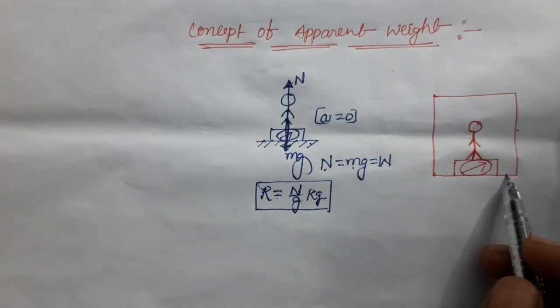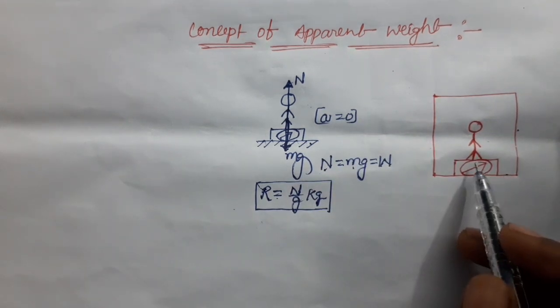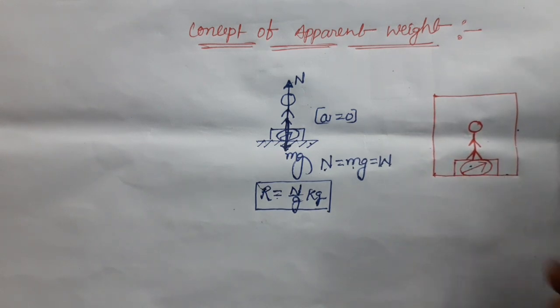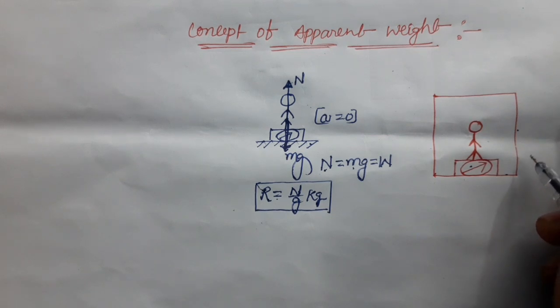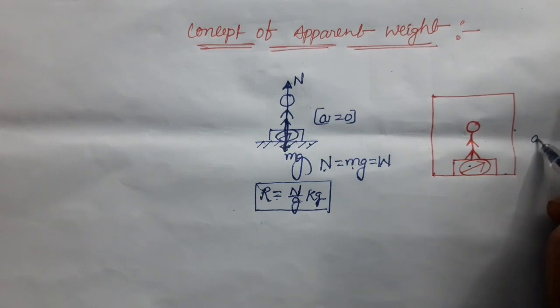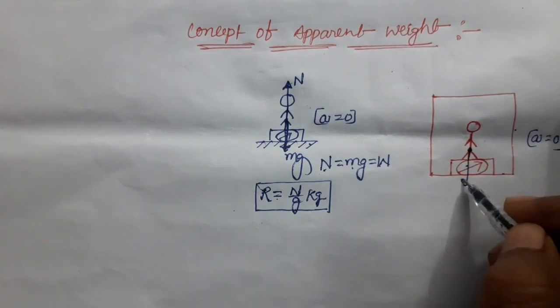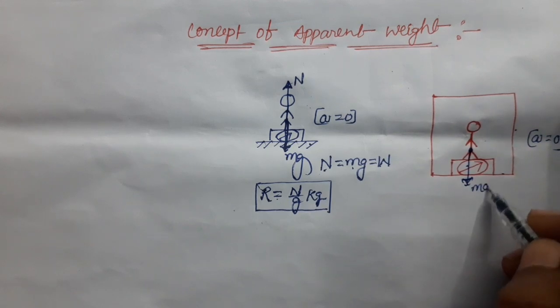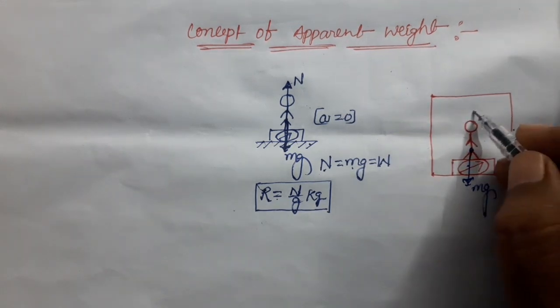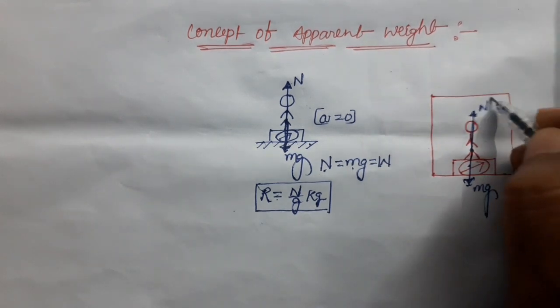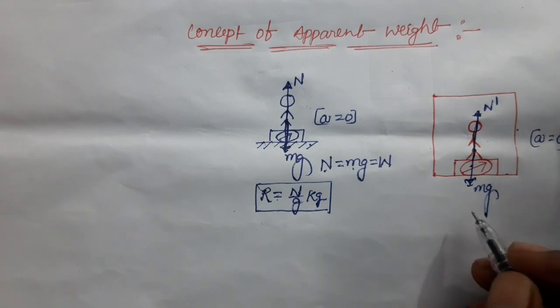Let us come to here. In this instance, the person is standing on the weighing machine which is placed on the platform of a lift. In this instance, the lift may be moving upward or downward or at rest. Considering a simple example, this lift is in the rest position, so we should draw the diagram for him. mg downward due to gravitational force, and the normal reaction shown by the weighing machine, that is the reading of the weighing machine, N dash, acting vertically in the upward direction.